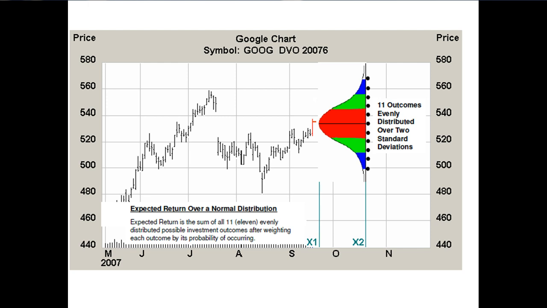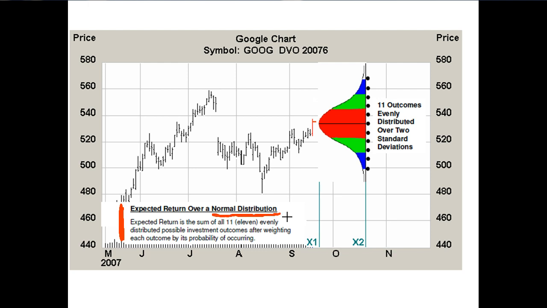Now what we do is we take the price chart, we cast it forward into the future, and I'm showing you a bell curve there, and what we do is we take 11 data points evenly distributed over 2 standard deviations. And then let me get a little highlighter thing here. Okay, I'm going to draw right down here. This is the important part. We're looking at the expected return over a bell curve, or what we call a normal distribution.